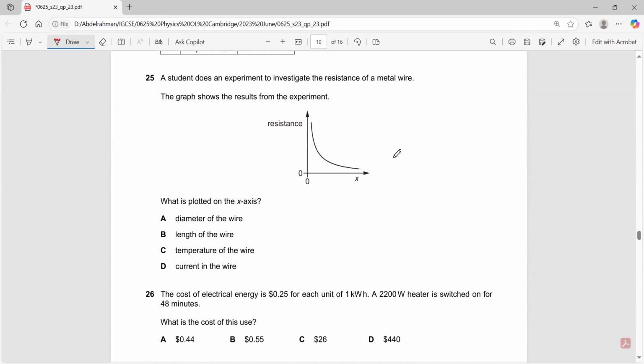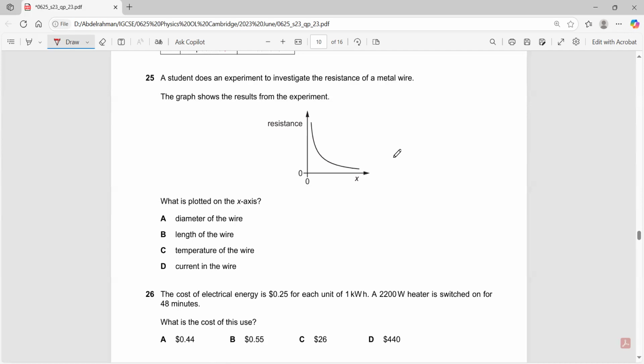A student does an experiment to investigate the resistance of a metal wire. The graph shows the results of the experiment. What is plotted on the x-axis? Resistance of a metal wire. What could I plot on the x-axis?